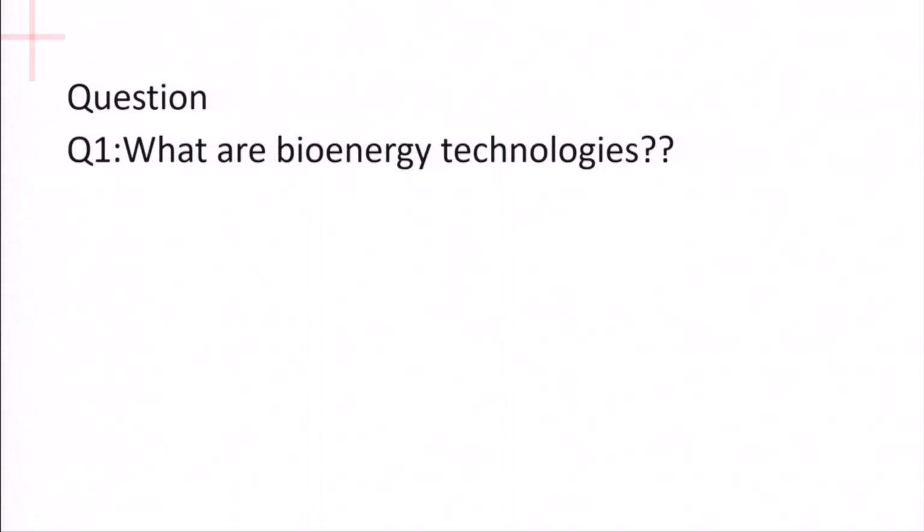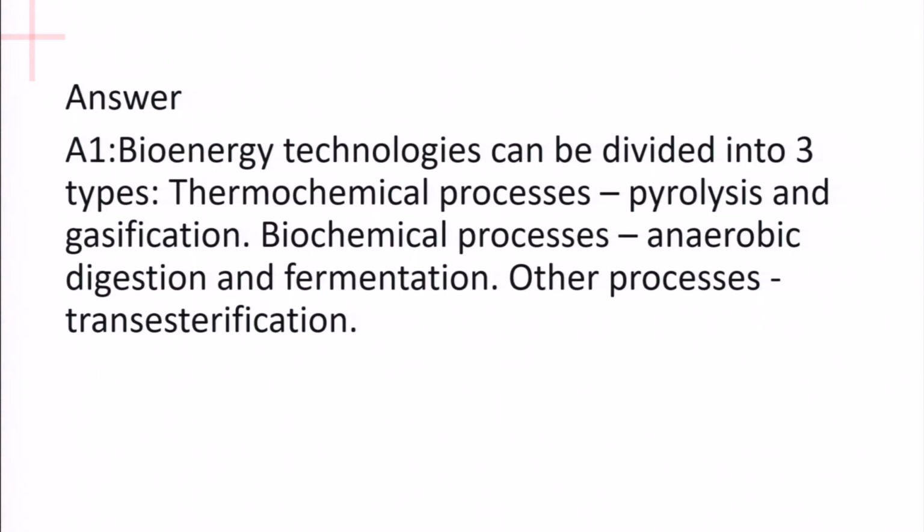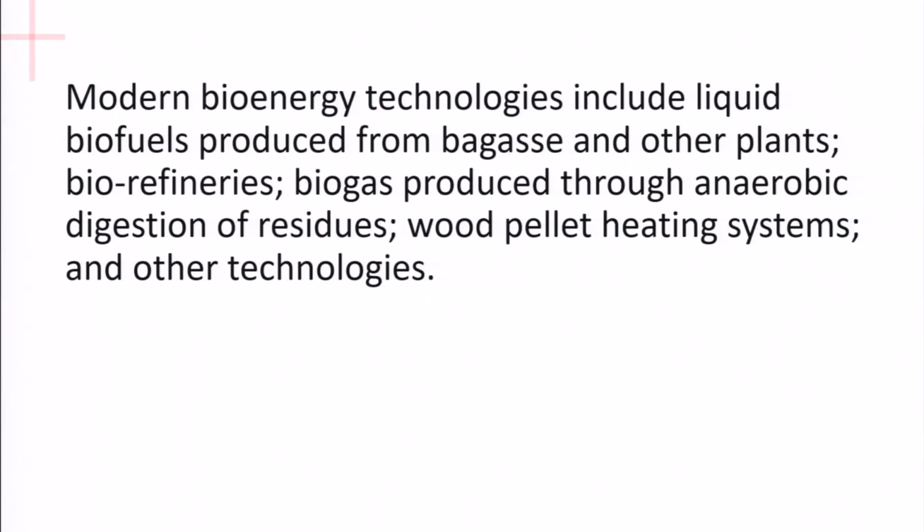Now let us see a few questions and answers. What are bioenergy technologies? Bioenergy technologies can be classified into 3 types: thermochemical processes, which involve pyrolysis and gasification; biochemical processes, which involve anaerobic digestion and fermentation; and other processes such as trans-esterification. Modern bioenergy technologies include liquid biofuels, which are produced from bagasse and other plants, biorefineries, biogas produced through anaerobic digestion of residues, where we get biogas or gobar gas, which can be used for heating and cooking purposes, wood pellet heating systems, and other technologies.